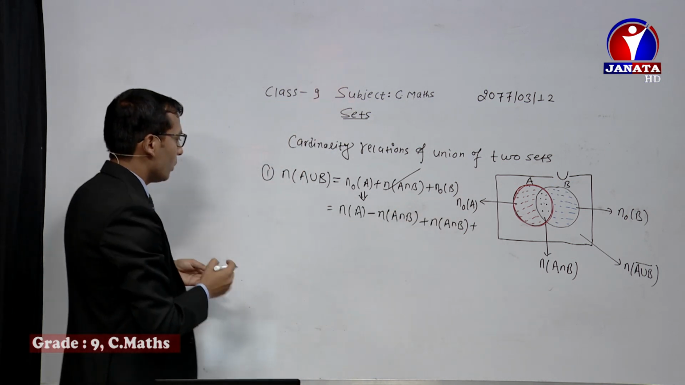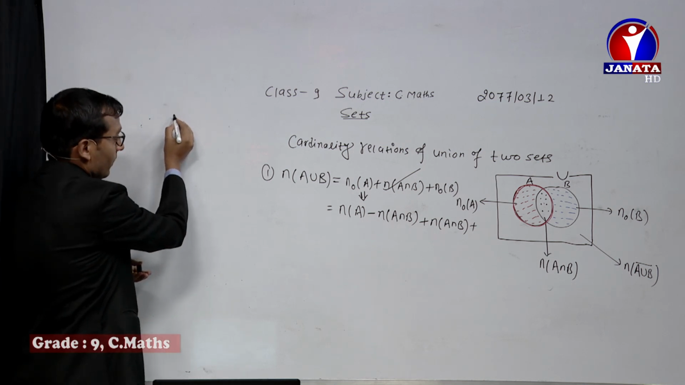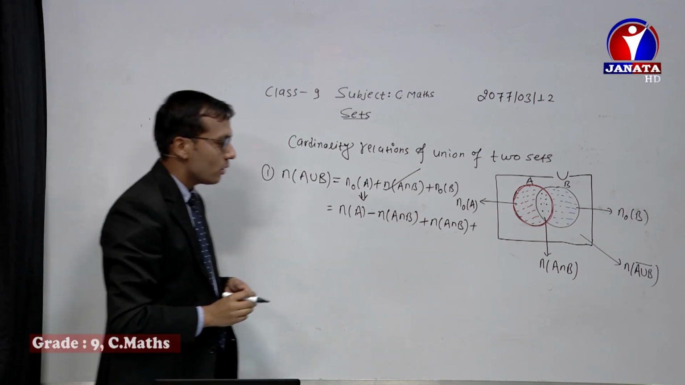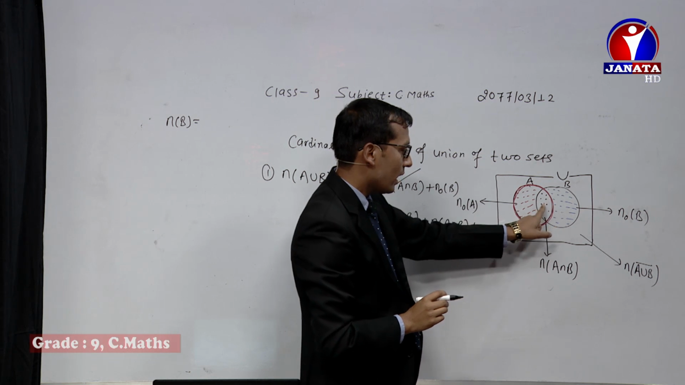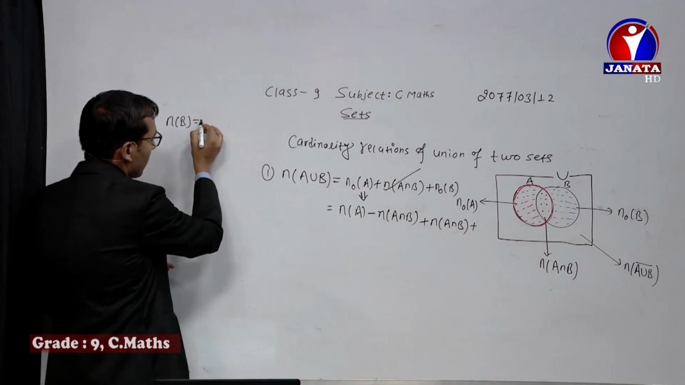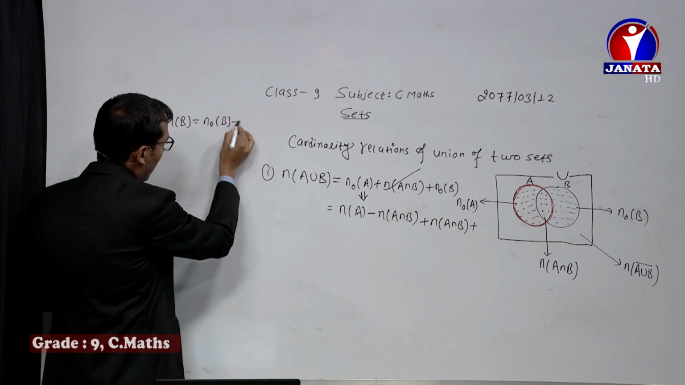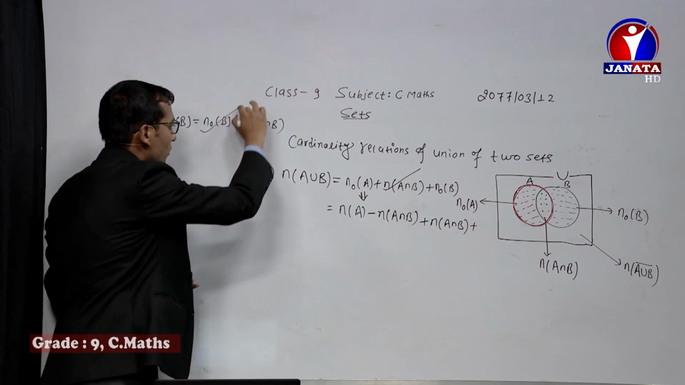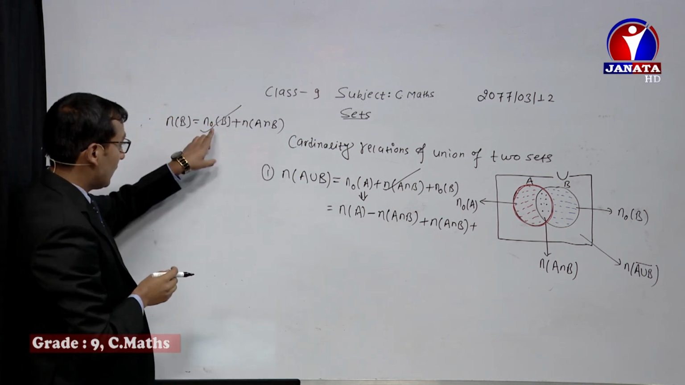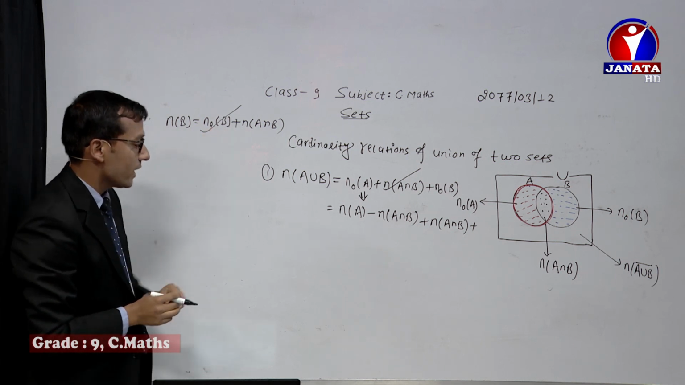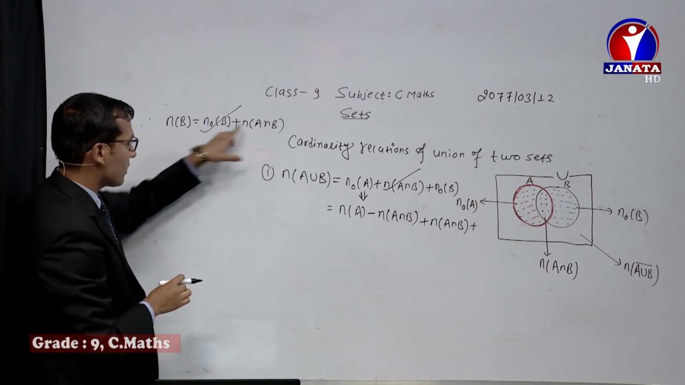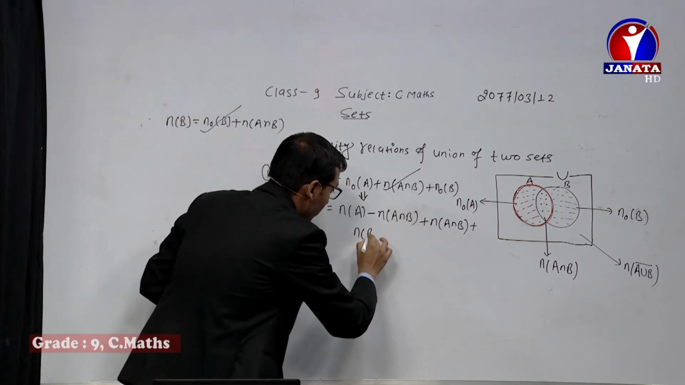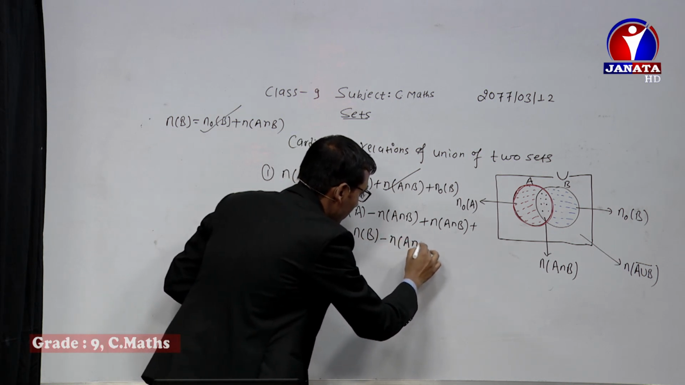We can see here on the rough side, n of B contains two regions, which are n only B and the intersection of the two sets. So n of B equals n only B plus n of A intersection B. But we are looking for n only B. Can we find n only B from this relation? So n only B is n of B minus the intersection. n only B is n of B minus n of A intersection B.